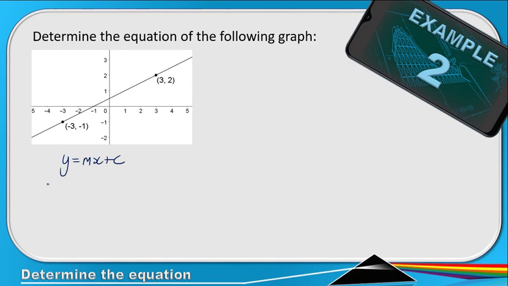So first of all, the gradient is equal to y2 minus y1 over x2 minus x1. Okay, so let's subtract top from bottom. So 2 minus negative 1, the y values, over 3 minus negative 3. Okay, and then we just simplify that. So this becomes 2 plus 1. That gives us 3, and 3 plus 3, the minus and minus becomes a plus, and that's 6, which then simplifies to an equivalent fraction of a half.